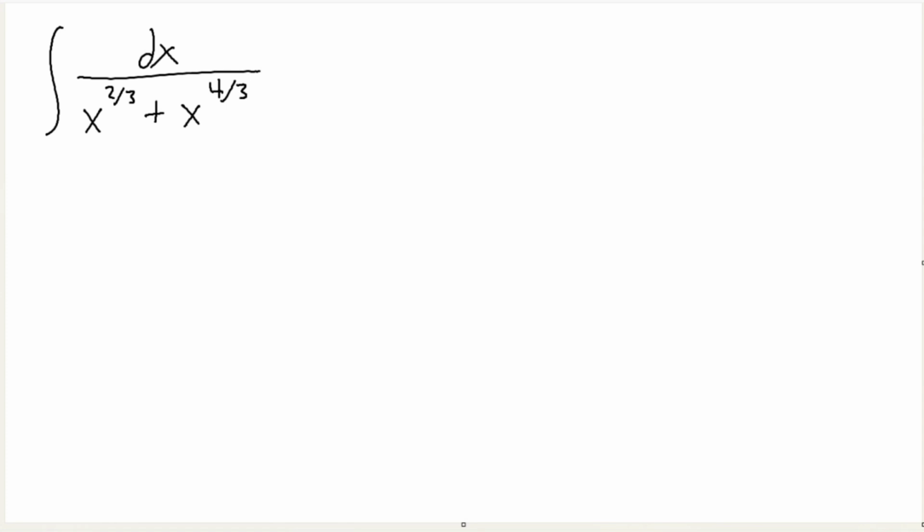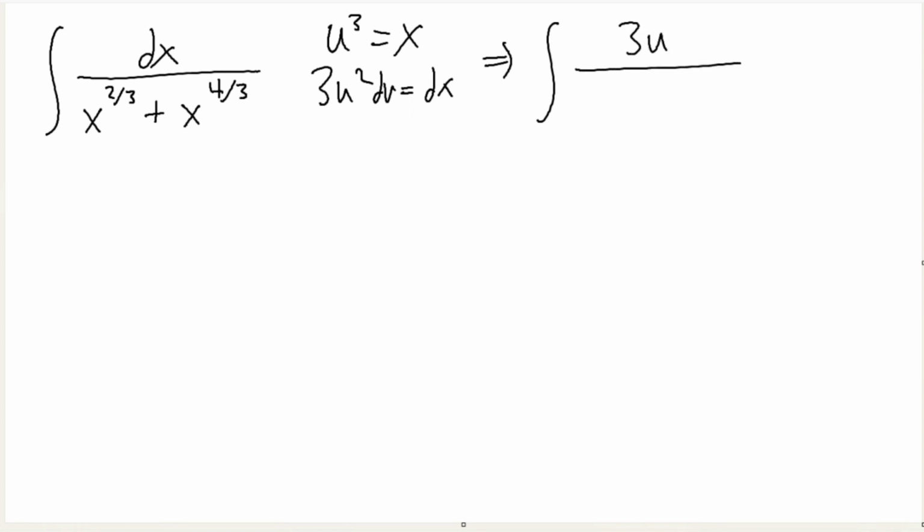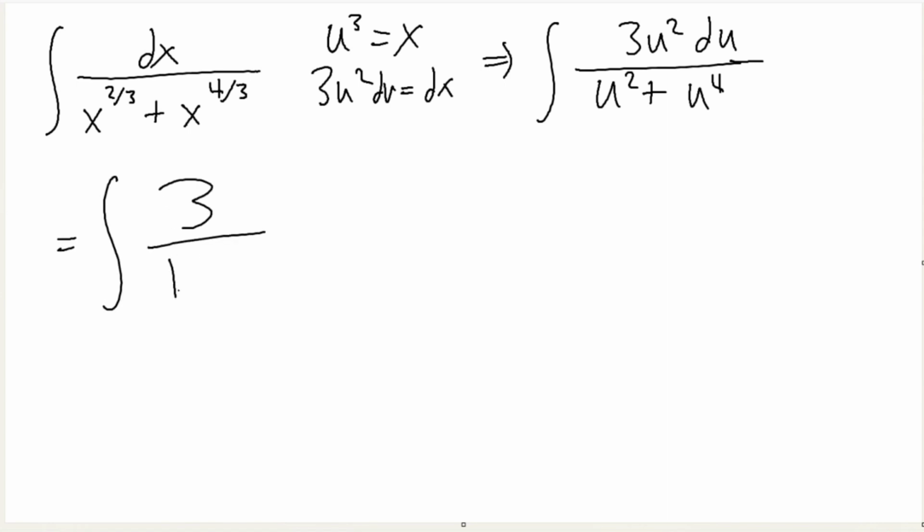We got to get rid of the fractions, and we do that by letting u cubed equal x. And now we have 3u squared du equal dx. So now it's 3u squared du, and then x equals u cubed. This is u squared plus u^4. This is equal to 3, 1 plus u squared.